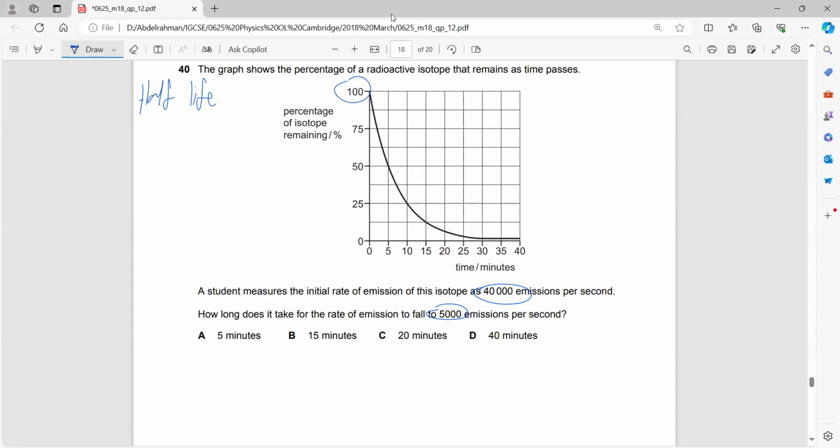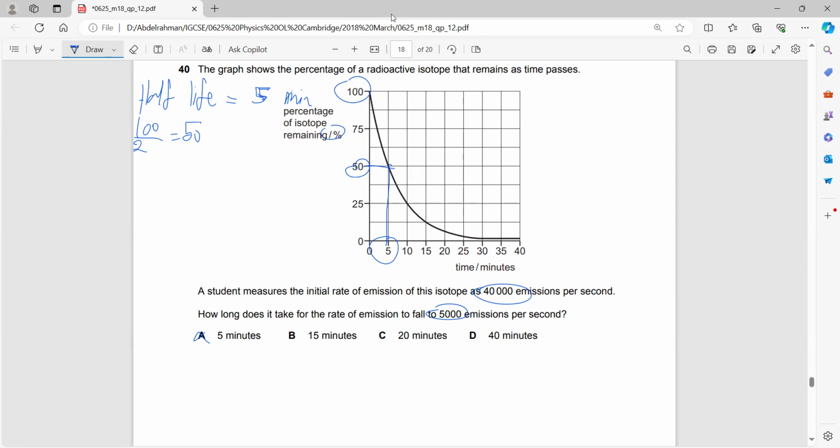This is 100%. Divide by 2. 100% divided by 2 is 50%. So using the 50%, we can find the half-life to be 5 minutes. This is the half-life. Most of you would be tempted to just choose A. Again, this is not the answer. A is wrong. He is not asking about the half-life of this isotope.